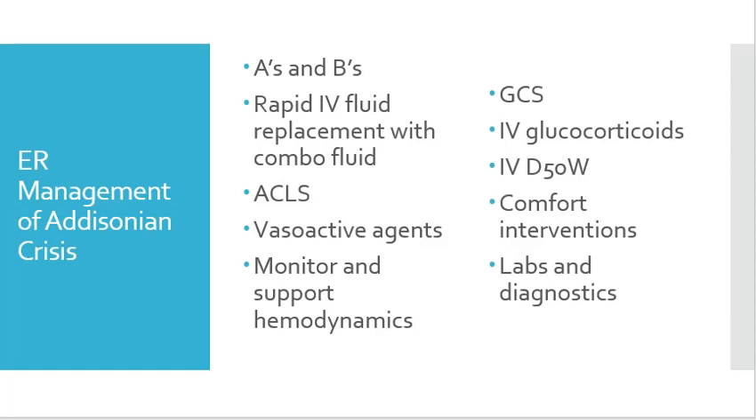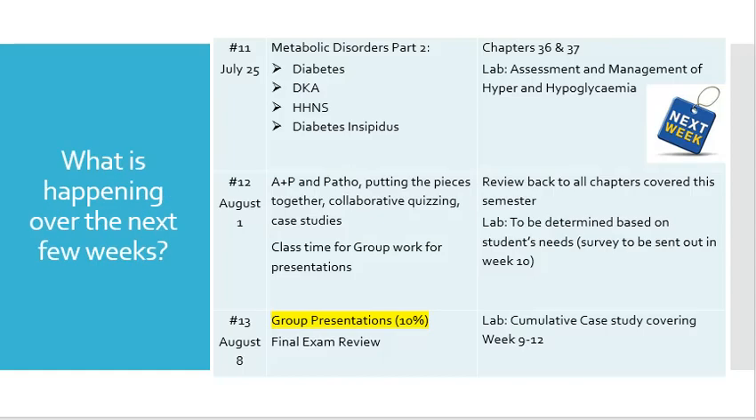So that's about it for our lecture today. So what's happening over the next few weeks? Next week, we are going to move on to diabetes, DKA, HHNS, and diabetes insipidus. We will review chapters 36 and 37 again next week, so that's about 3 weeks of the same chapters. In lab next week, we will talk about the assessment and management of hyper and hypoglycemia.